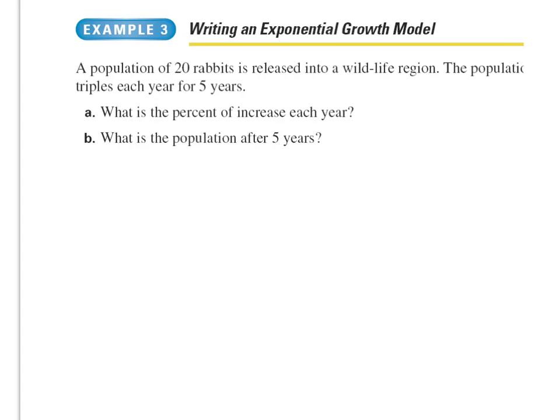Here's a different kind of exponential growth problem. A population of 20 rabbits is released into a wildlife region. The population triples each year for 5 years. What's the percent increase each year? So we can still look at that. I'm going to use P for population, and the initial amount we start with is 20.